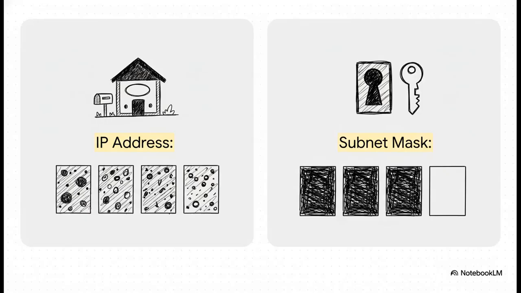So here you see a classic IP address on the left, and right next to it, its subnet mask. Now, I know it kind of just looks like another IP address, but what it does is totally different. And those two 255s, they're the real key to understanding its job.